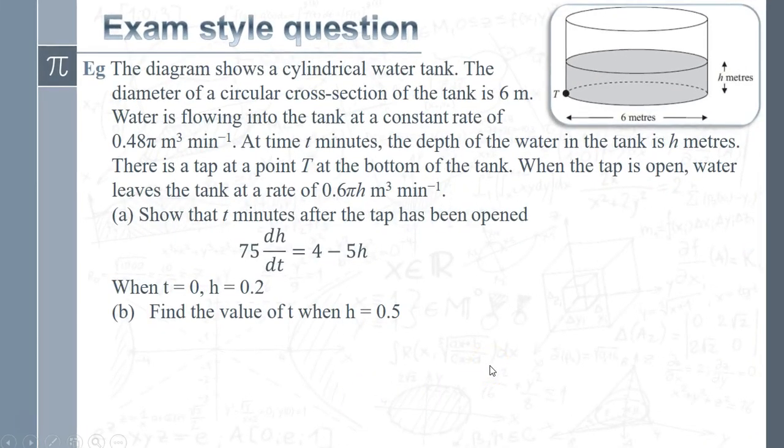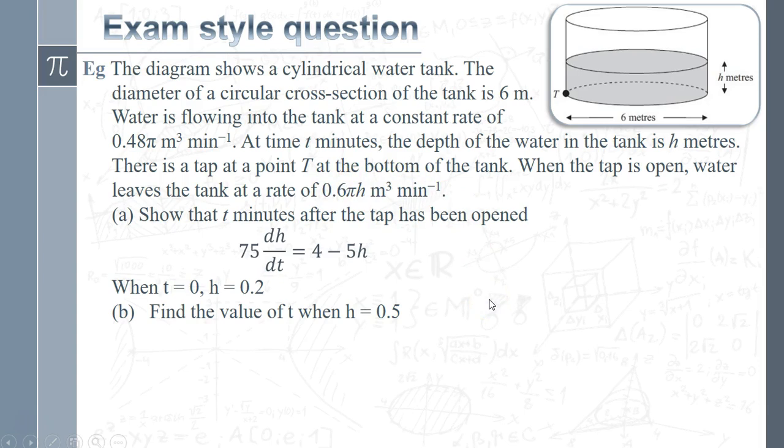Final example. So another exam style question that we're going to have a look at. And this one, there's quite a lot going on here. It's quite an involved question. So what we've got is a cylindrical tank. We've got water flowing into the tank at a constant rate of 0.48 pi meters cubed per minute. And we've got the depth of the tank is h. And also, as well as water running in here, we've got water running out at a rate there. So we've got to take that into account.